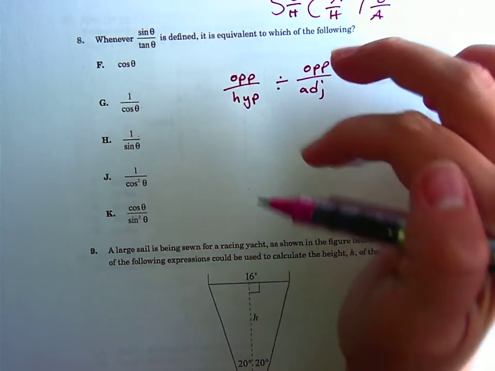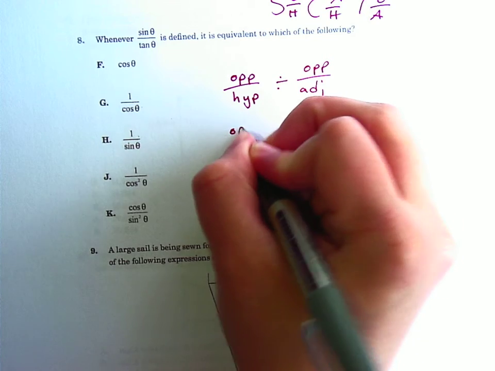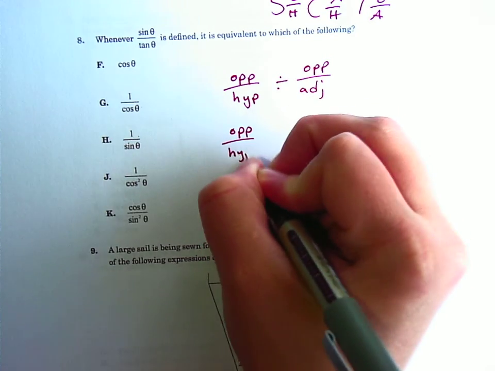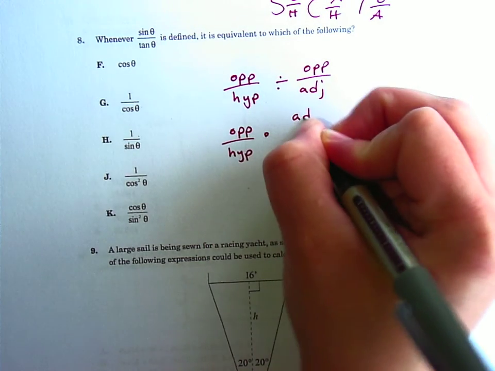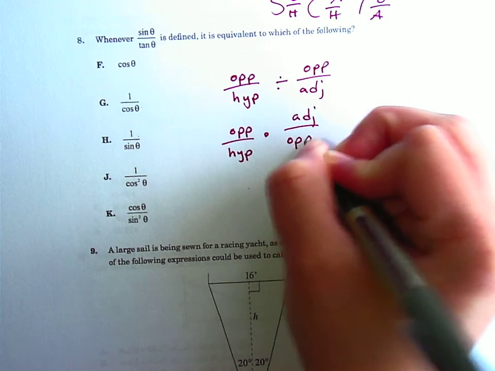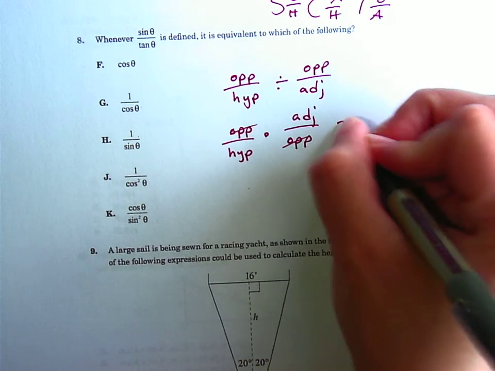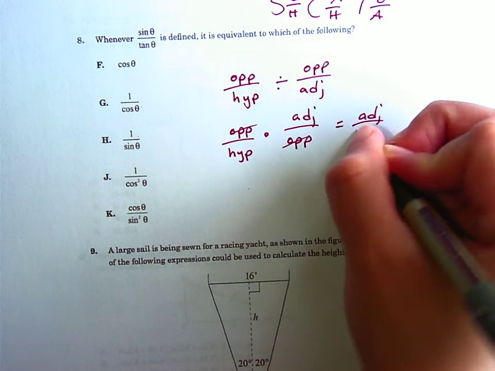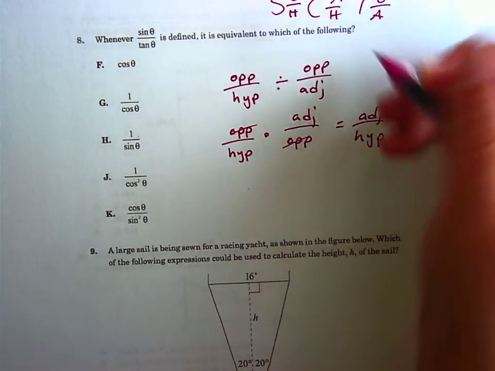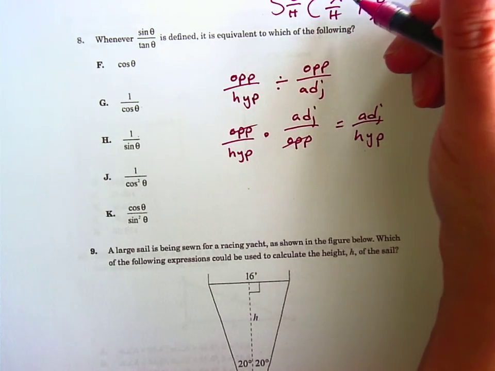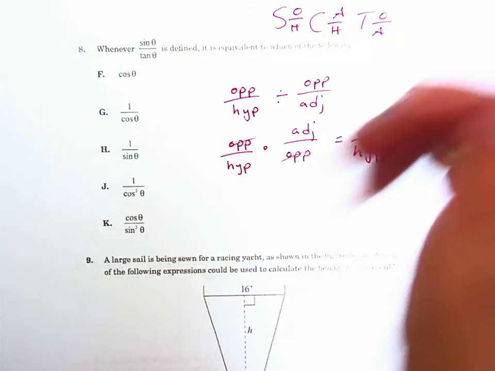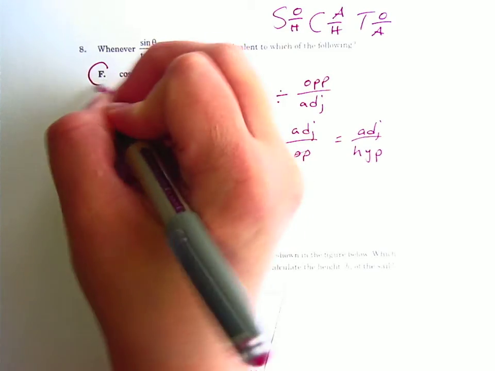If you're dividing fractions, you flip the second fraction, so that's actually like opposite over hypotenuse times adjacent over opposite. And do you see how the opposites cancel each other out then? So you end up with adjacent over hypotenuse, which is cosine right there. So cosine is the adjacent over hypotenuse, so that's just F.